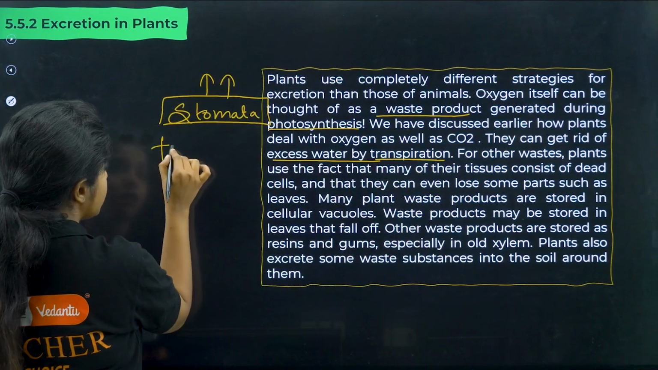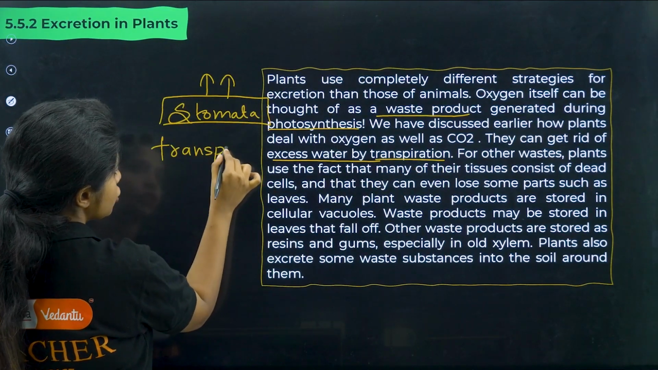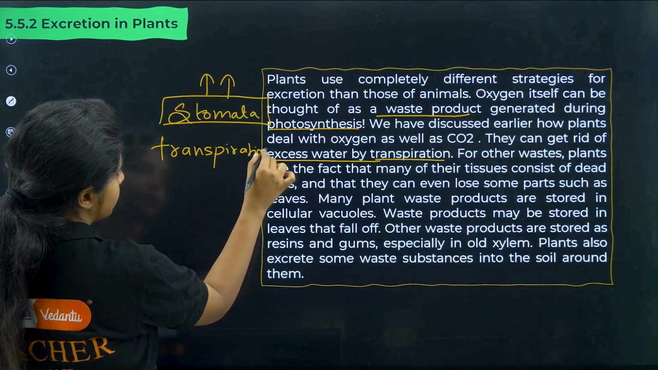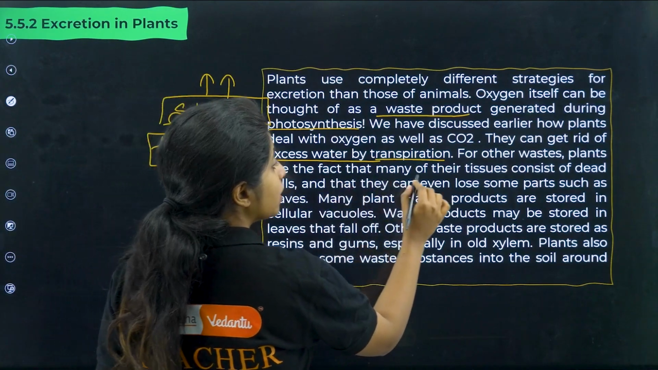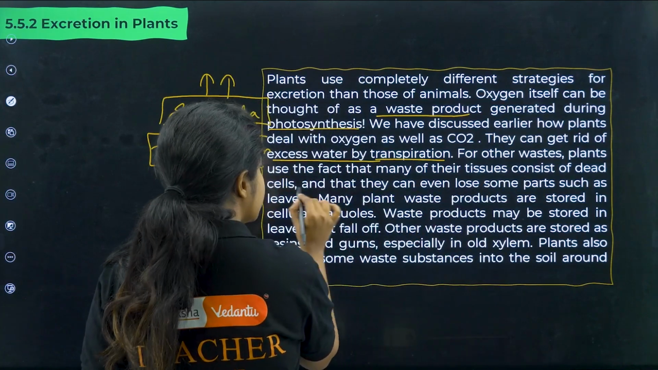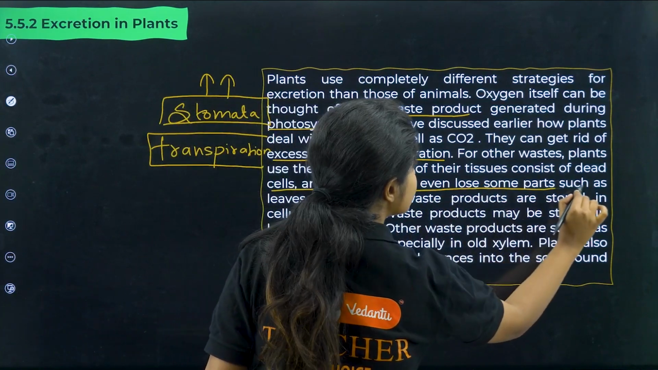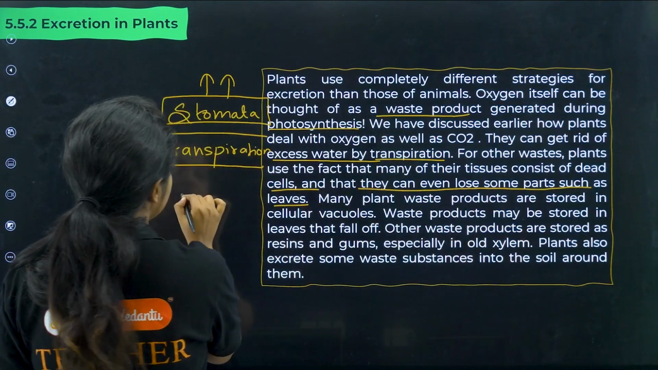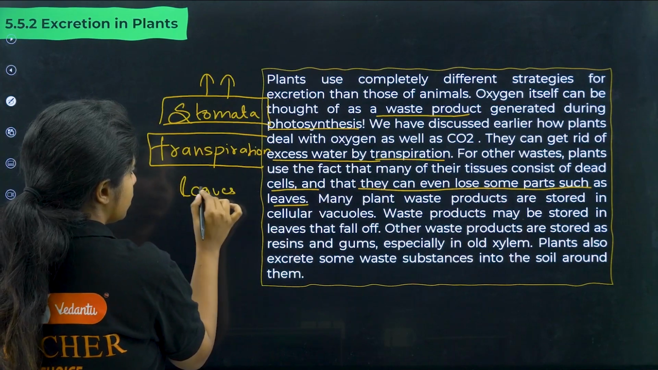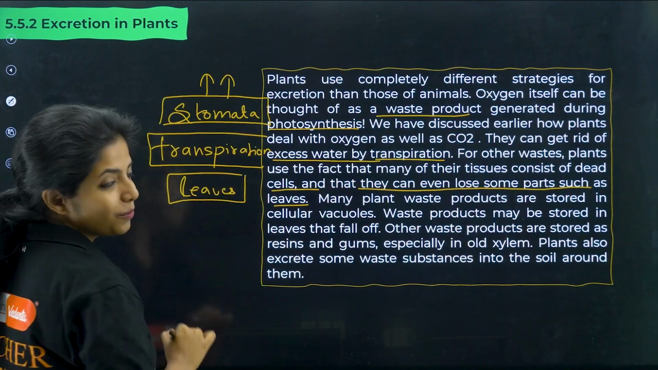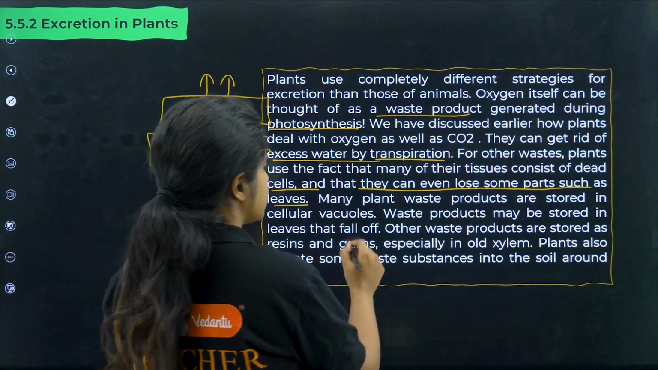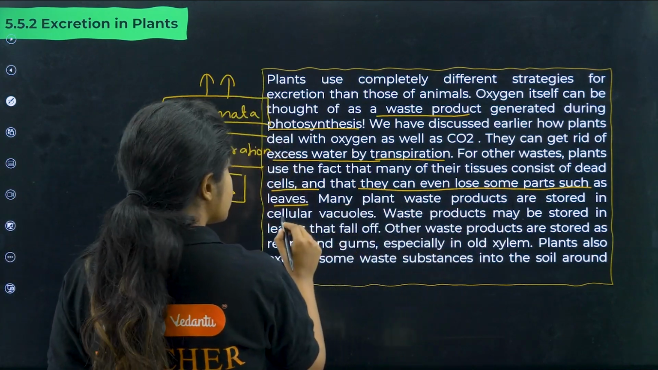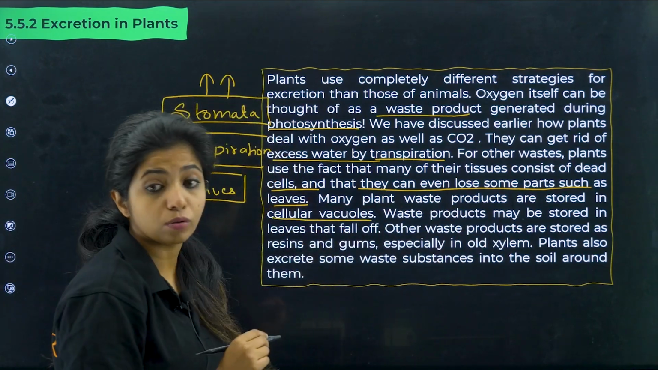So transpiration is another way of removing what, children? Of removing water. Okay, that is the next way that we are having. For other ways, plants use the fact that many of their tissues consist of dead cells and that they can even lose some parts such as leaves. So leaves basically can be a mode of excretion because they can just lose their leaf, okay, which has high amount of metabolic waste. So many plant waste products are stored in cellular vacuoles also.